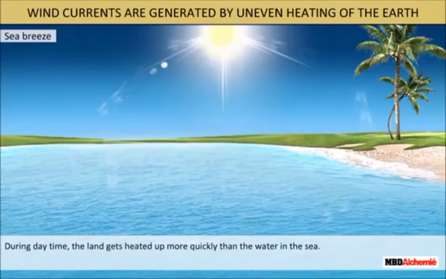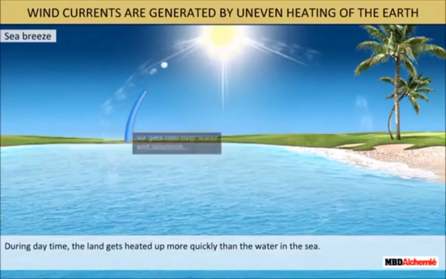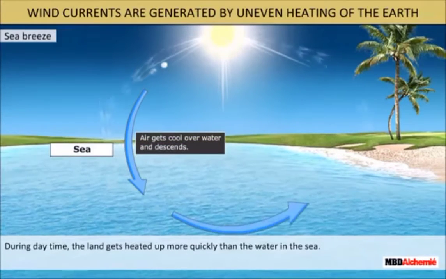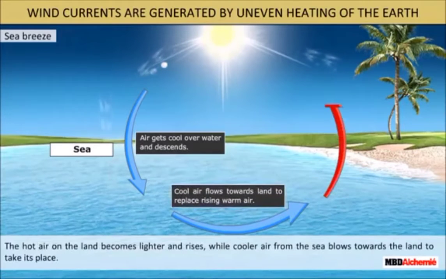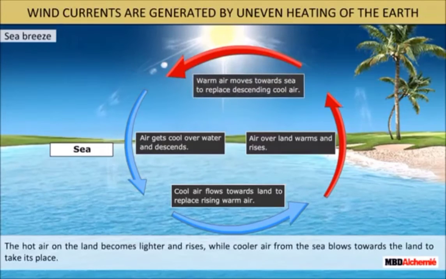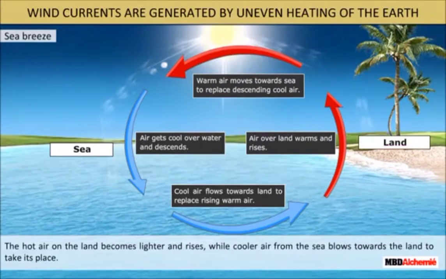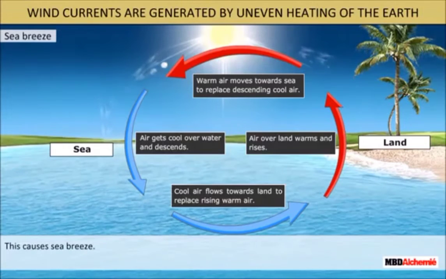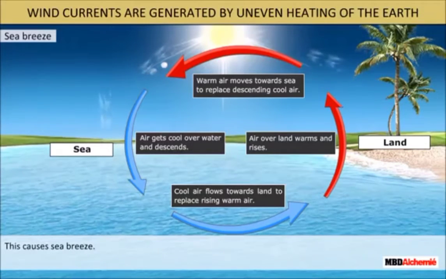Sea breeze. During daytime, the land gets heated up more quickly than the water in the sea. The hot air on the land becomes lighter and rises, while cooler air from the sea blows towards the land to take its place. This causes sea breeze.